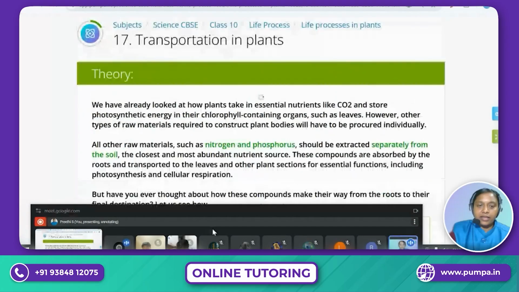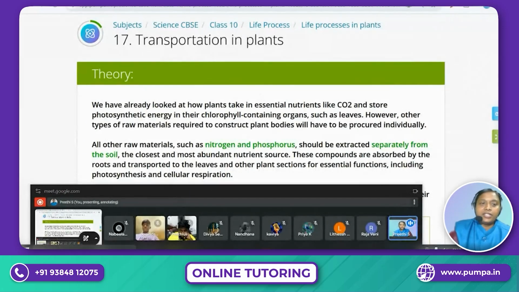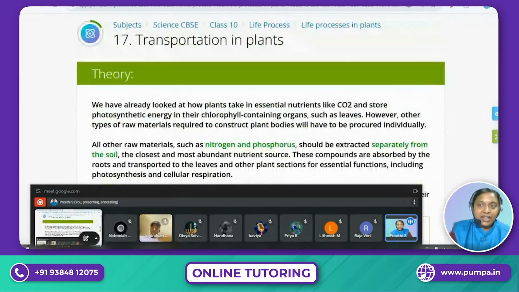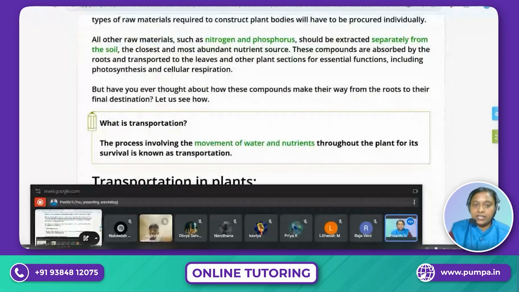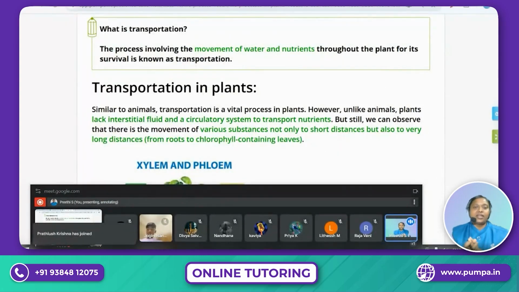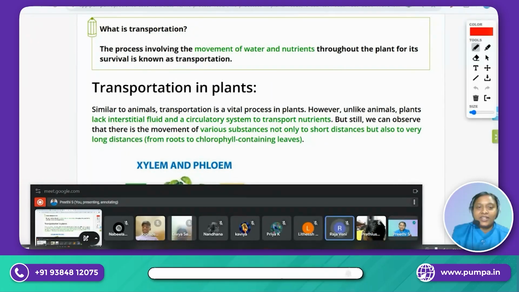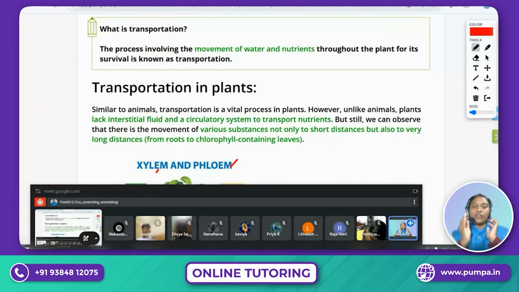Ma'am, can we move on to the transportation part? Transportation, children, is very simple, because even in our ninth grade you would have learned about plant tissues, right? Complex plant tissues. Children, what are the two complex plant tissues? One is the xylem, and what is the other one? Phloem. Very good. Xylem and phloem. So for transportation, xylem and phloem are very much helpful.